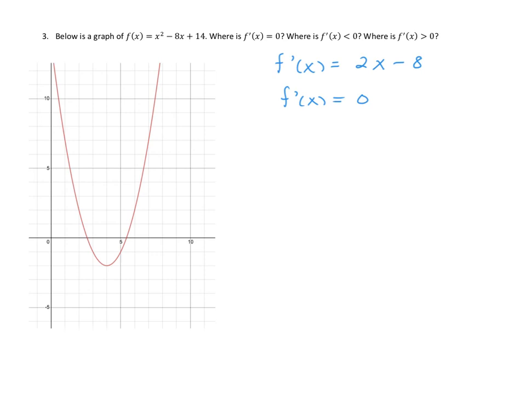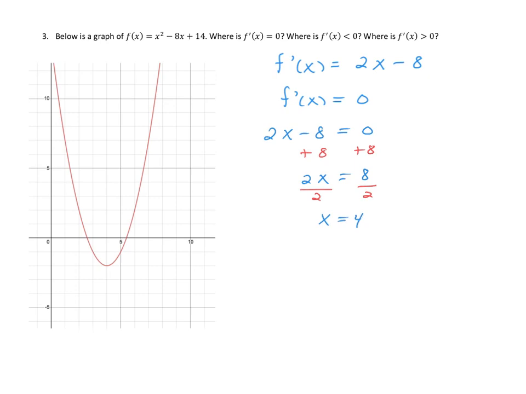So that would look like this. We'll take 2x minus 8, set it equal to 0. This is a pretty simple linear equation to solve where you can add 8 to both sides. You would then get 2x equal 8 and divide both sides by 2. And you get your x value of 4.